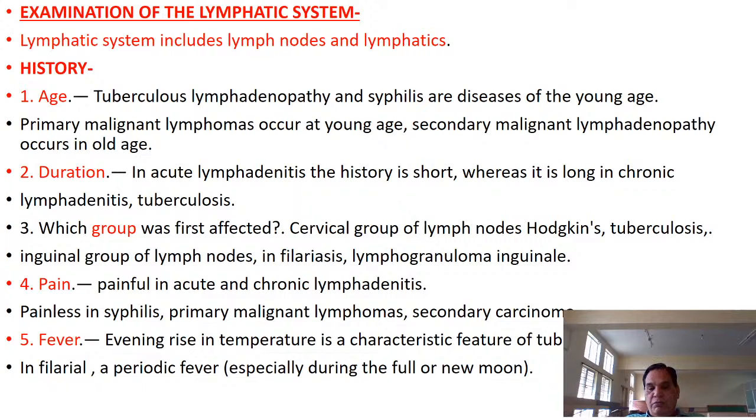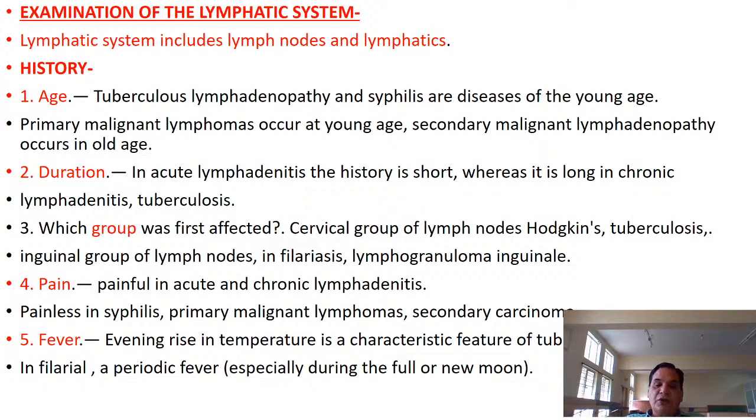Affected group. This is the most important parameter for the lymphatic system. Remember, cervical group in tuberculosis, Hodgkin's. Inguinal lymph node in filariasis, lymphogranuloma or malignancy, or in our country, trauma to the leg. If there is pain, think of lymphadenitis.